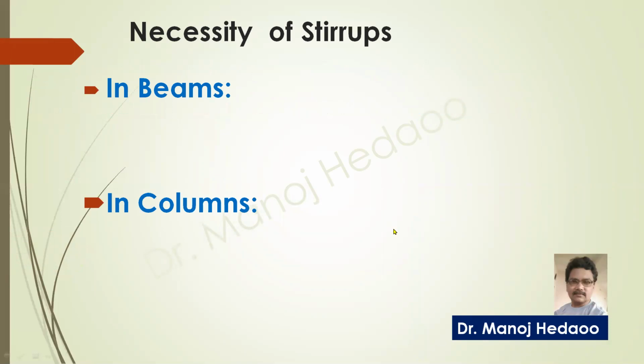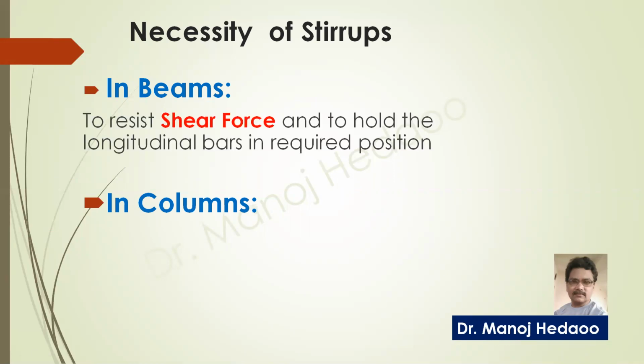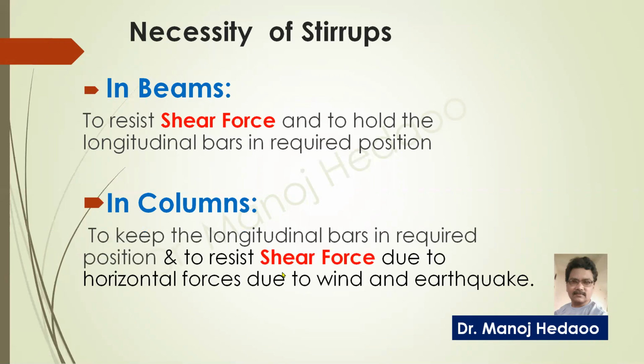Now friends, we will see necessity of stirrups. Stirrups are required in beams and columns. In beams, to resist shear force and to hold the longitudinal bars in required position, and in column also to keep the longitudinal bars in required position and to resist shear force due to horizontal forces due to wind and earthquake.